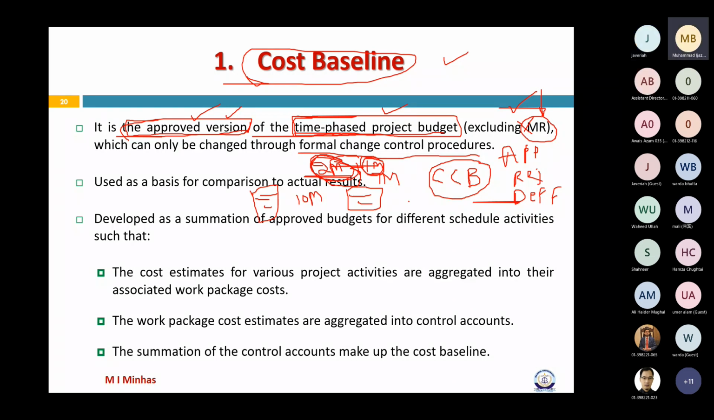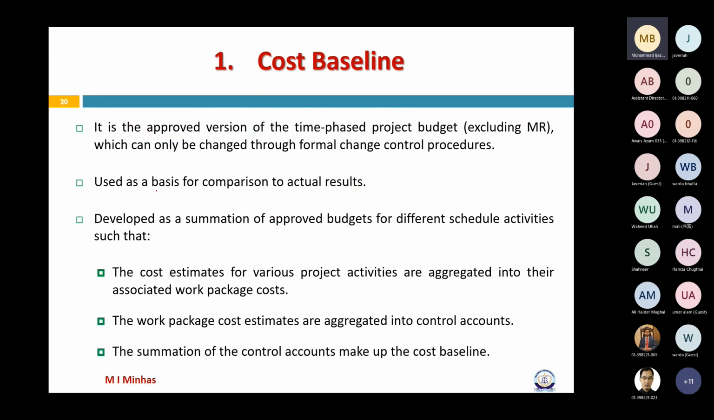Okay, so once we establish this cost baseline, it provides us with a basis for comparison to the actual results, and that is actually the advantage of having a cost baseline. We'll study this in the control cost process: how do we compare our actual performance or actual results with the baseline, how do we find variances or evaluate our performance, and how corrective actions are initiated. We will study this in the next process, right?